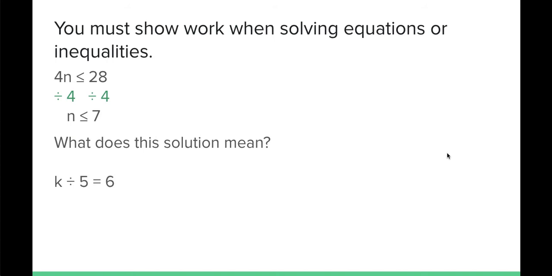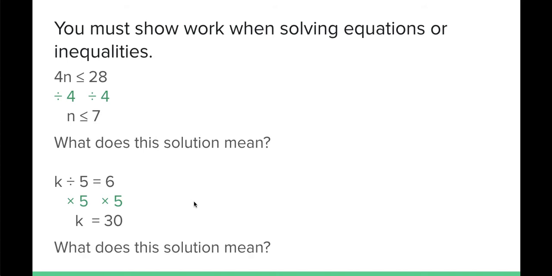K divided by 5 equals 6. How are we going to get k by itself? Well, the inverse of dividing by 5 is multiplying by 5. So we're going to do that to both sides. That cancels out my 5's on the left. I'm left with k equals 6 times 5, which is 30.